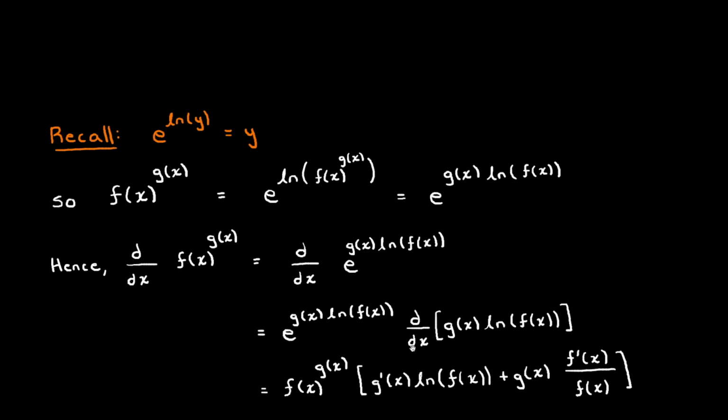And then we apply the product rule here to get g prime times natural log of f of x, plus g of x times the derivative of natural log of f of x.